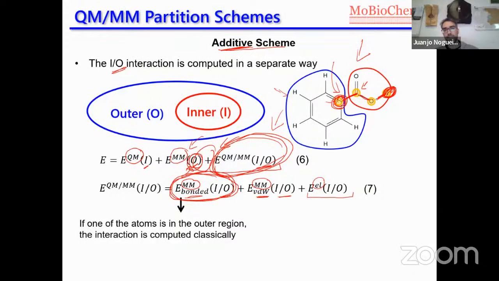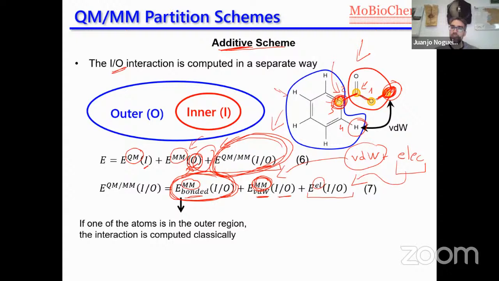Okay. Then we also have long-range interactions between atoms, which are separated by more than three bonds, if you remember. So here we have this atom and this atom. The separation is 1, 2, 3, 4 bonds. So this is what is called in the force field non-bonded interactions. And if you remember, the non-bonded interactions are van der Waals ones plus electrostatic interactions. So the van der Waals interactions are computed also classically with our force field, and the electrostatic interactions are the ones which are treated in a special way.